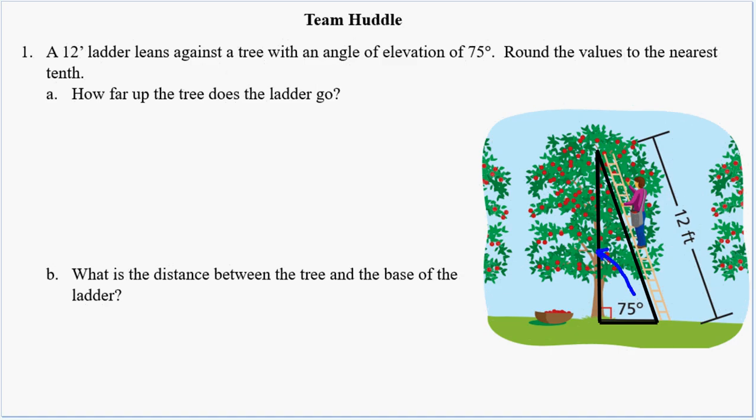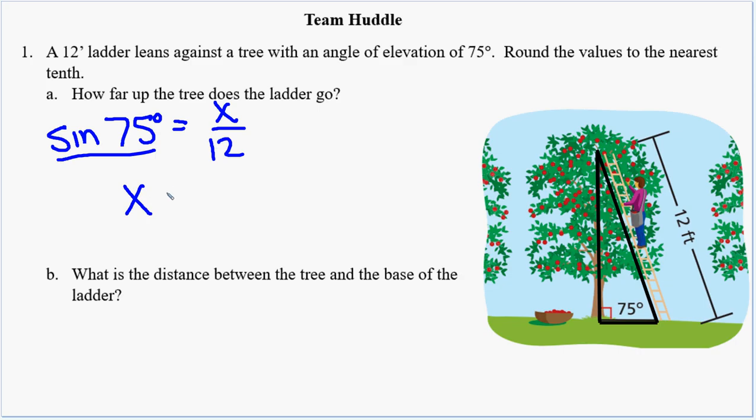That would be our opposite side. And we have the hypotenuse. The ladder itself is 12 feet. So we could set up the sine of 75 equals opposite, let's just call it x, over hypotenuse 12. Sine of 75, multiply that by 12. The ladder is reaching about 11.6 feet up the tree.